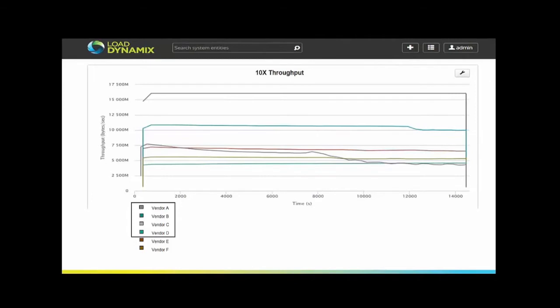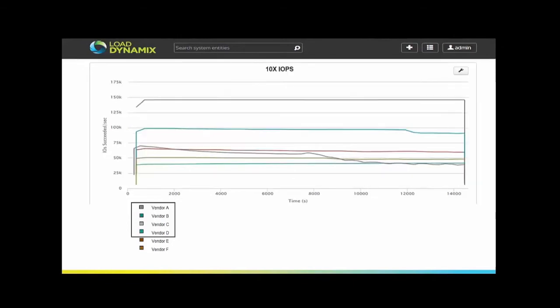This report shows throughput results. Note that vendor A offered the highest throughput for this workload with over 50% higher throughput compared to vendor B. And finally, this report shows IOPS results. Once again, we can see that vendor A was clearly the highest performer for this workload. But once again, the story doesn't end here. If it did, you'd buy vendor A.